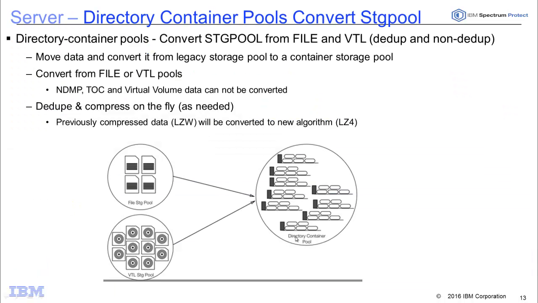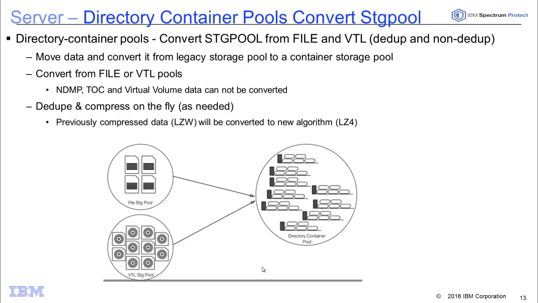Okay, moving on to another new function. Let's take a look at the ability to convert file or VTL storage pools into a directory container storage pool. We introduced directory container storage pools a few versions ago, and the advantage of directory container pools is that there is inline dedupe available for the directory container pool, as well as server-side compression.